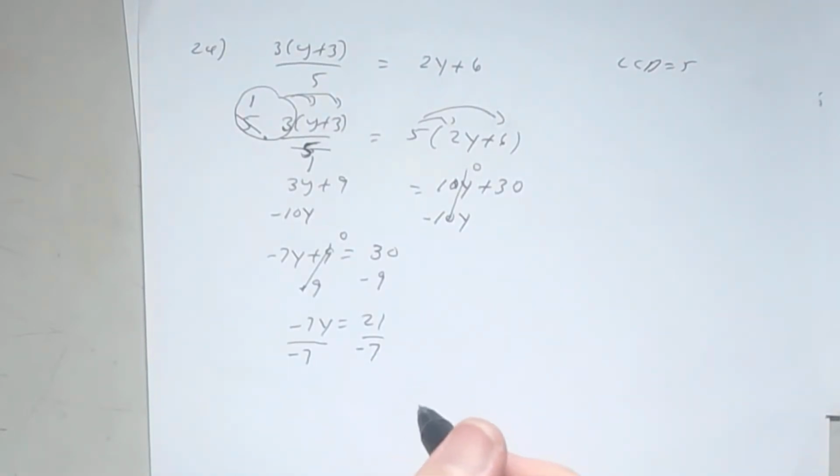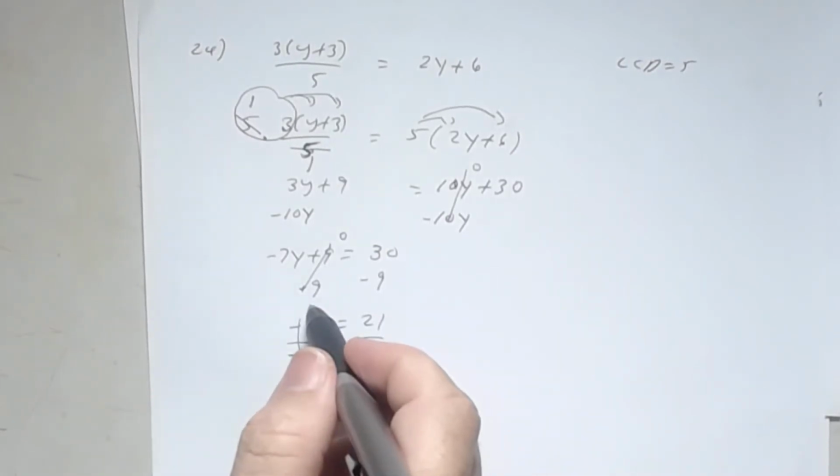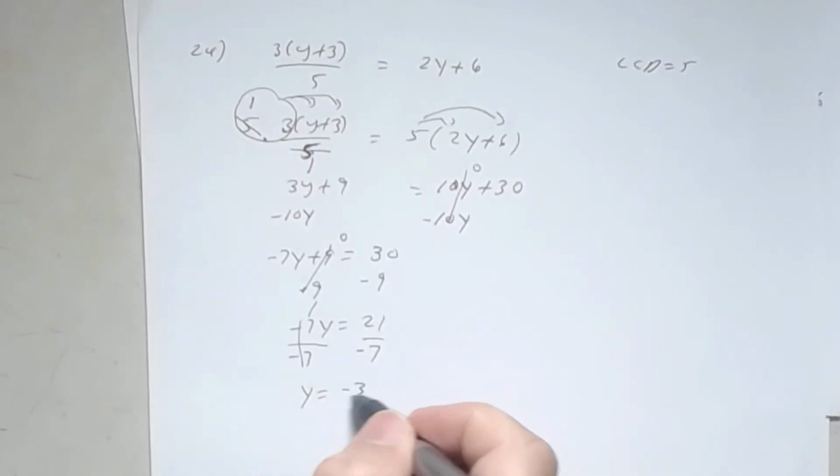Yeah. Now remember, you divide by the coefficient. I saw some of you divide by negative 7y. Never divide by the variable. Always divide by the coefficient only. So negative 7 divided by negative 7 is 1. 1 times y is y. And what's your solution? Negative 3.